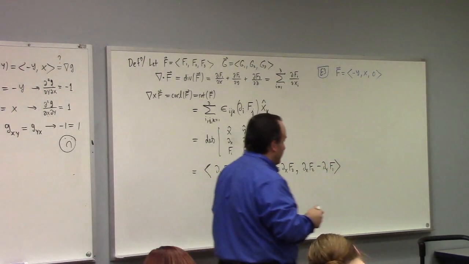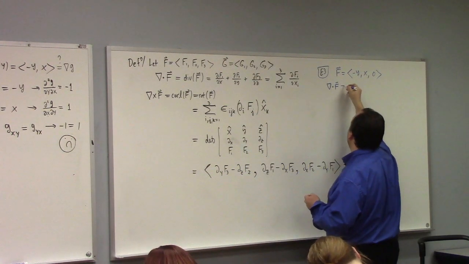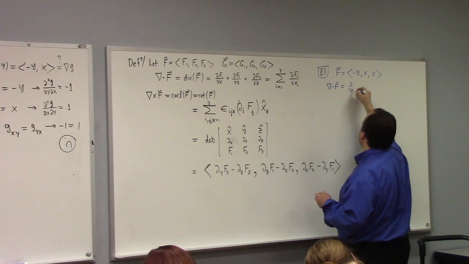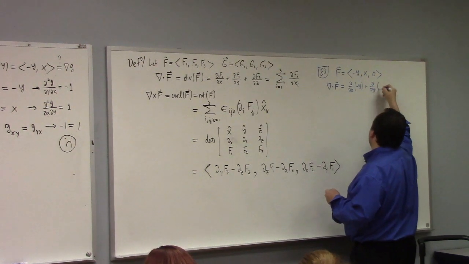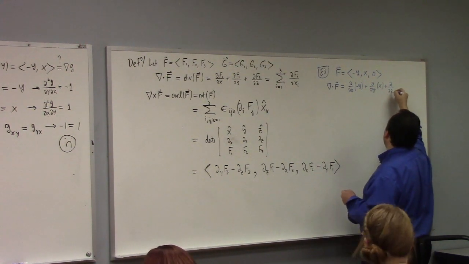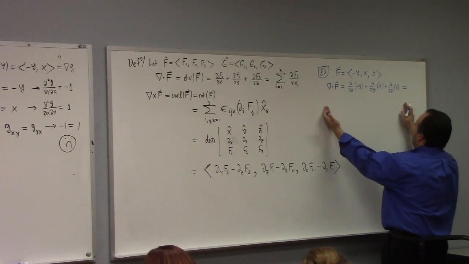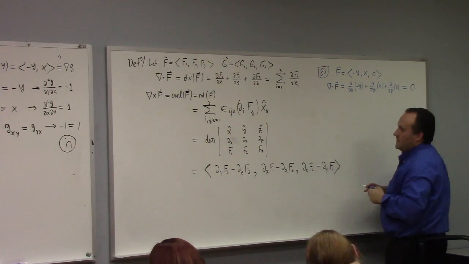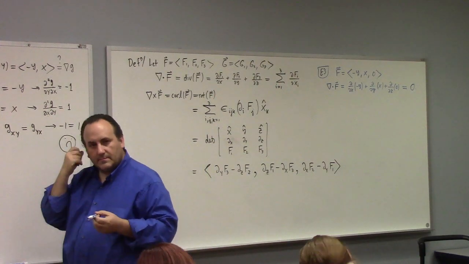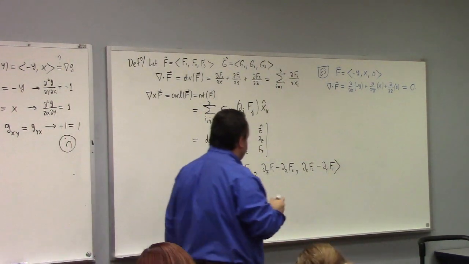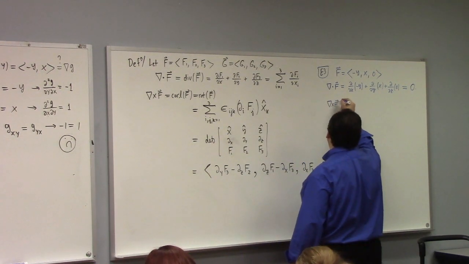What's the divergence of f? So we've got partial x of minus y plus partial y of x plus partial z of 0. All of this is 0. The divergence of this vector field is 0. How about its curl? Curl of f. Pick your favorite formula.